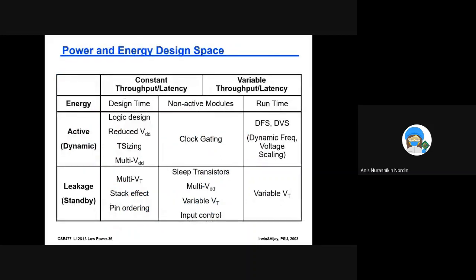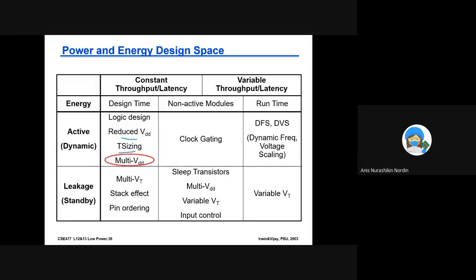Power and energy design space. All right, so this is what we did just now. We have done, we haven't done that. For dynamic power, you can reduce the VDD, you can reduce the transistor size. We haven't done multiple VDD and we haven't done clock gating. And for leakage, we will do this later. We have multiple thresholds, stack effect, pin ordering. So these are all the techniques that can be used to reduce power.